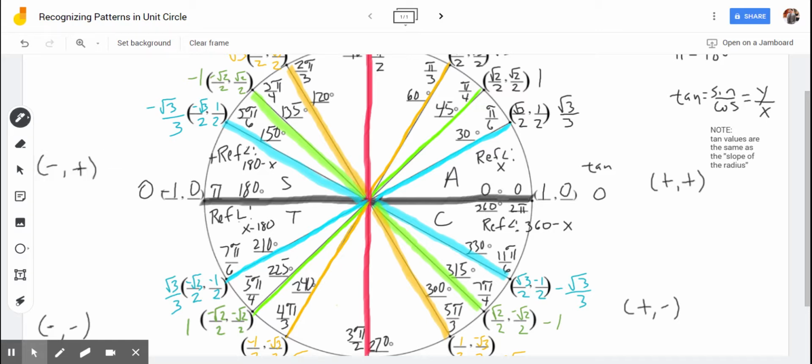Okay, so I'm going to put a little star next to this here for each one of these quadrants. So that is all of the relationships that are available in the unit circle to help you with memorizing the values or just understanding the patterns.